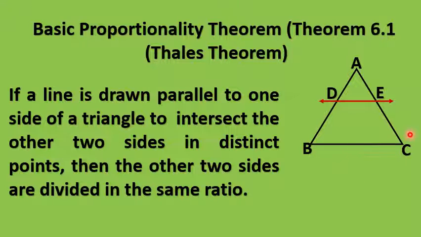That is, this is a triangle and a line DE is passing through AB and AC, cutting the sides in two distinct points D and E. In that case, what has to be proved? The other two sides are divided in the same ratio. That is, these D and E will divide AB and AC in the same ratio.